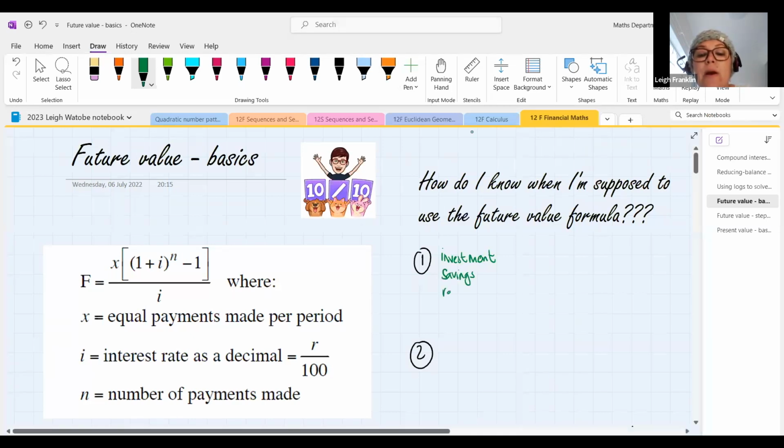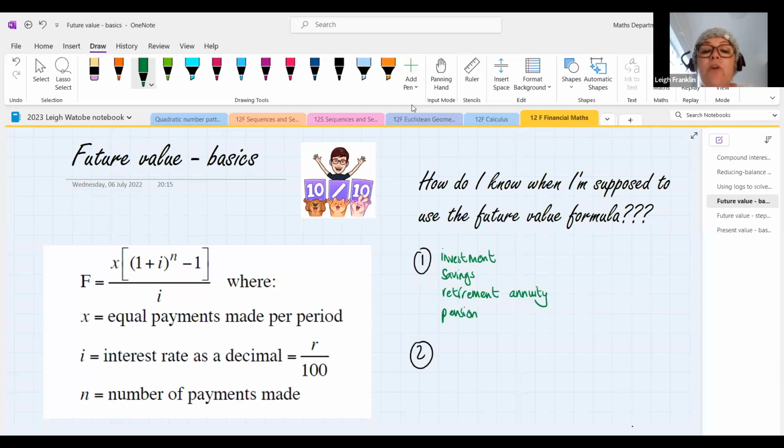Or it has to be a retirement annuity. Or it has to be a pension. Not necessarily a lump sum, Bianca. But what is important is what Lesego has put on here, together with Mamelo, Lebogang, and Gugu's answers.